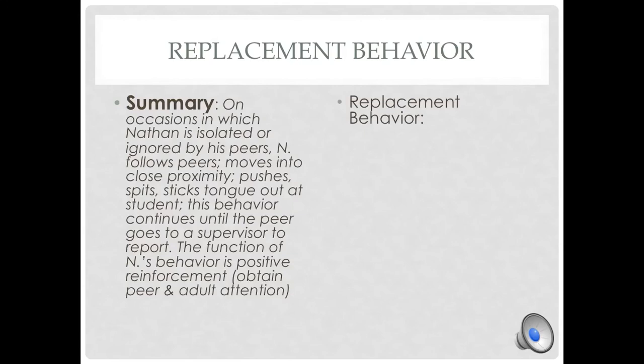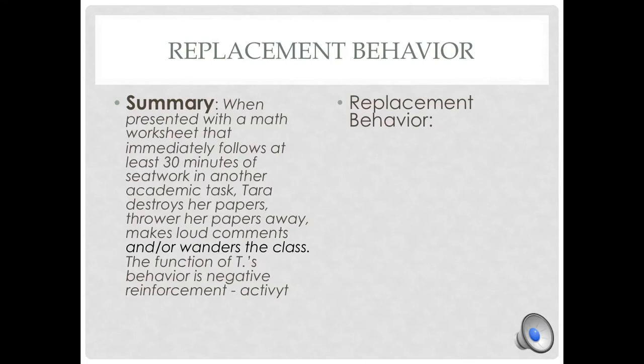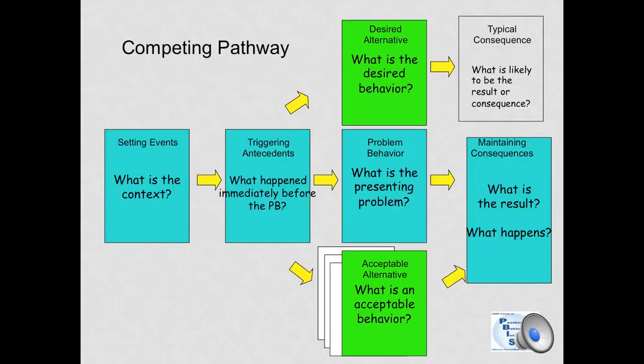Here's another example, and this is about Tara, who is attempting to escape an aversive activity, her math assignment. Think about what kind of replacement behavior you might be able to come up with for her. Think about the context in which the problem is occurring. It's right after she's already been engaged in doing a difficult task in terms of seat work.